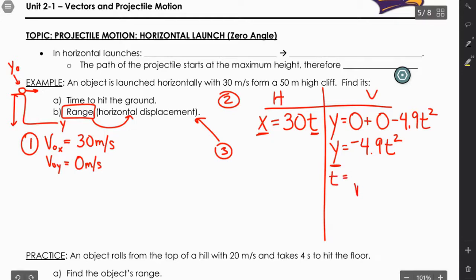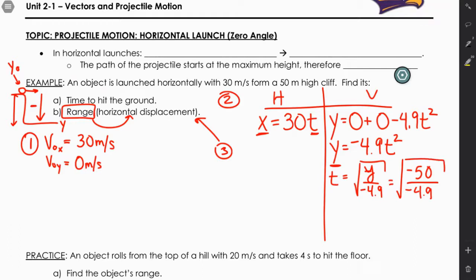t equals the square root of y divided by negative 4.9. When you do this equation, you do have to be careful because your final position is below, in the negative direction from where we started. So when we plug it back into the equation, we need to make sure we plug in a negative number. Otherwise, I'm doing a negative divided by a positive. So we have the square root of negative 50 divided by negative 4.9.